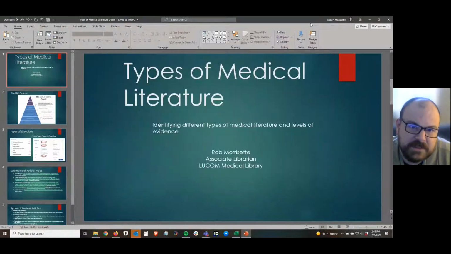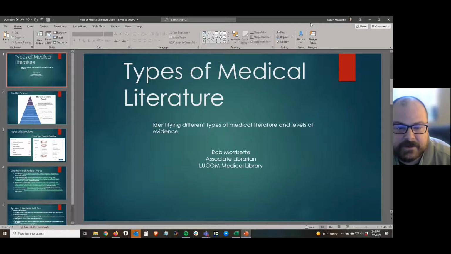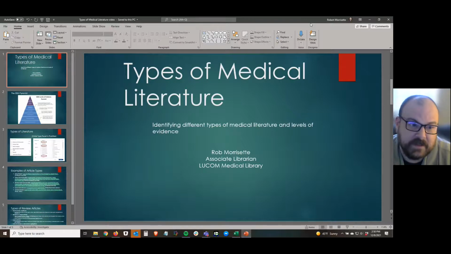Hi, and welcome to this brief description of the different kinds or types of medical literature that you'll encounter in the research process. There are different levels of evidence that we may have talked about in the population-based medicine course, or you may have heard other faculty talk about that, but there are different types of articles, different types of literature that fit into the different levels of evidence in the evidence-based medicine pyramid, which you may have seen before.